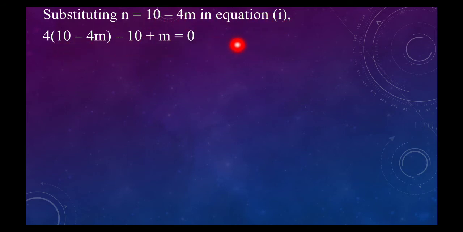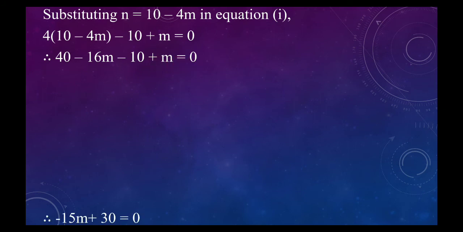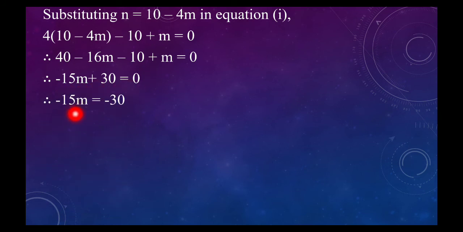Now we are going to substitute n is equal to 10 minus 4m in equation number 1. This is equation number 1 where we are substituting n value as 10 minus 4m. So 4 into (10 minus 4m) minus 10 plus m is equal to 0. So we will multiply 4 inside the bracket. So 4 into 10 is 40, 4 fours are 16m, minus 10 plus m is equal to 0. Therefore, minus 15m plus 30 is equal to 0. Minus 15m is equal to minus 30. Therefore, m is equal to what? m is equal to 2. I hope you know this calculation, children.